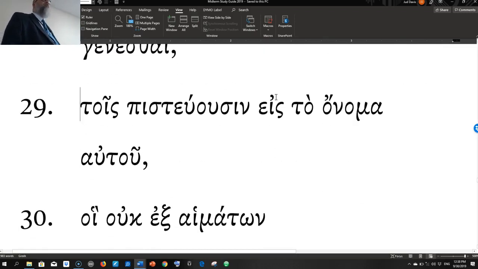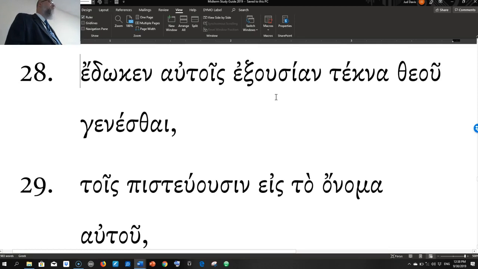We have a question about that one. I know tekna and theou, that's children and that's God, and the word before that is exousia, which means right and authority. But which of the other two words means which? Autois is "to them," dative plural. And edoken is the aorist of didomi, which is "give." So what's the aorist of didomi? Wouldn't that be the pluperfect?